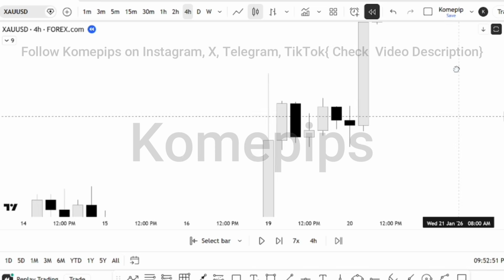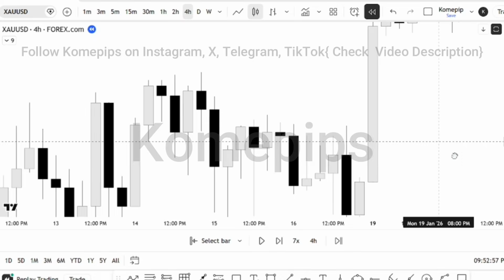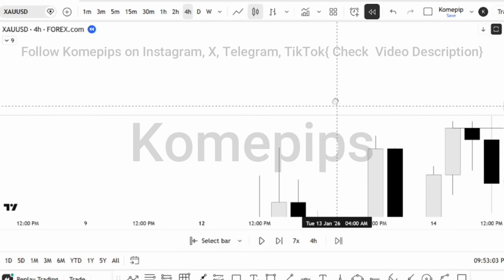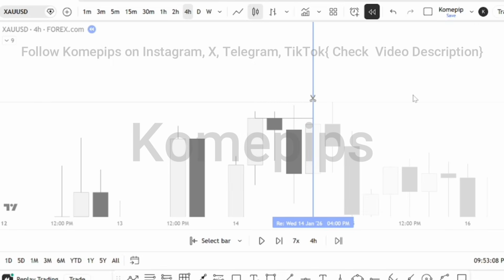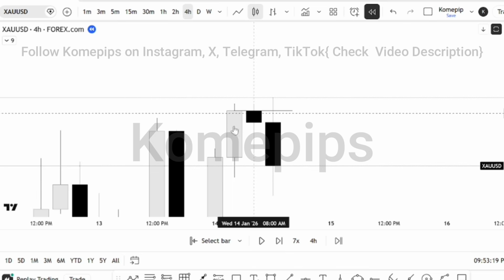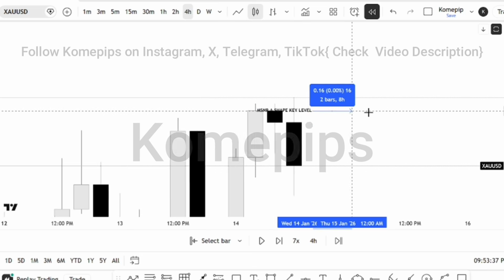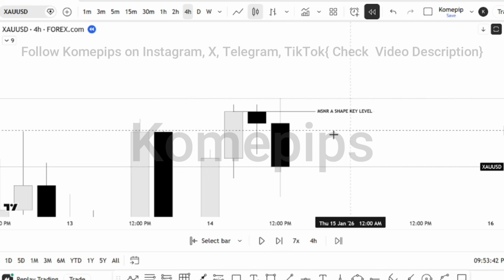Let me show you another perfect example. In fact, let's look for a perfect example. All right, let's see this one first. This is an A-shaped key level, right? Will you agree with me? This is an A-shaped key level. Let's look for a perfect one so that I can explain this to us in detail. Now, we have an A-shaped key level, and this is an MSNR A-shaped key level.